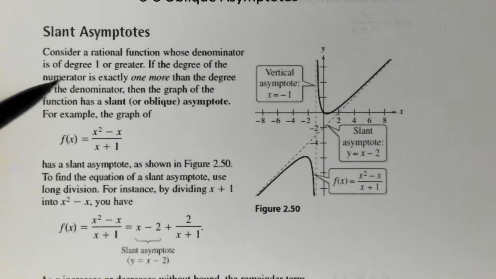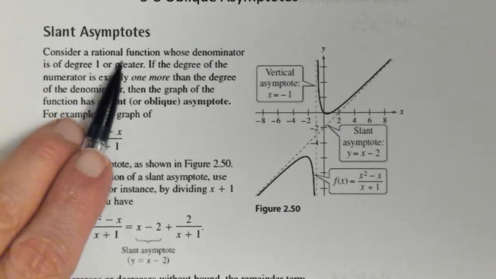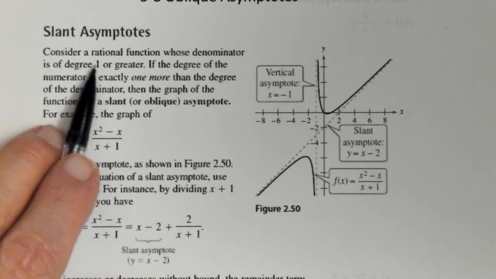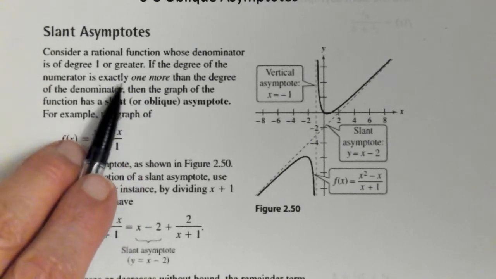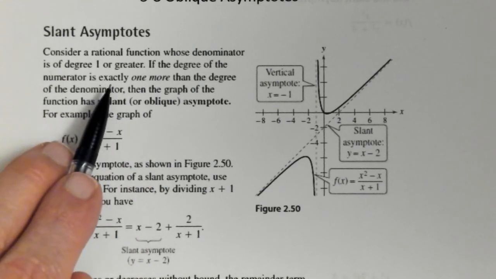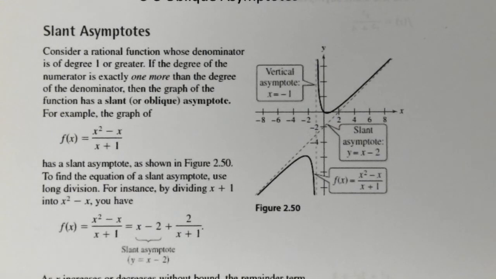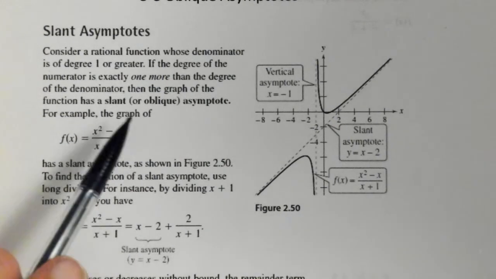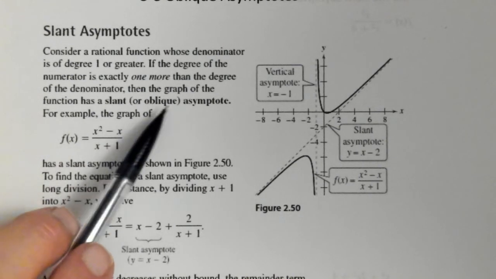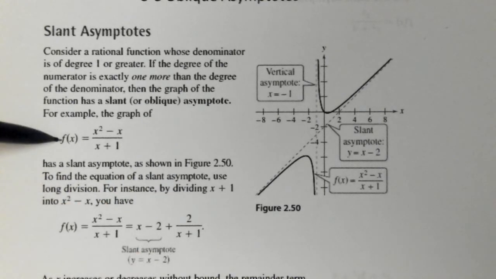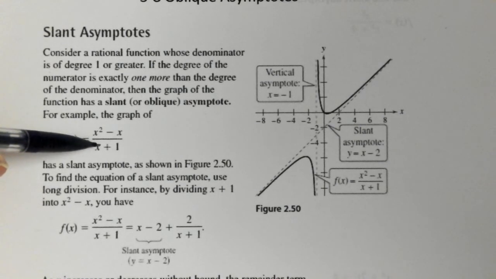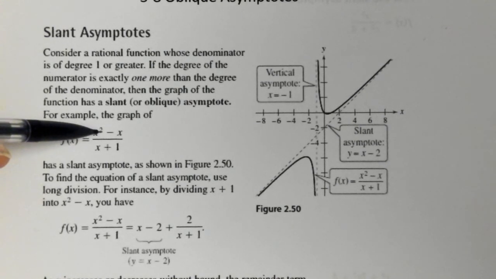Alright. So here we want to consider a rational function whose denominator is of degree 1 or greater, if the degree of the numerator is exactly 1 more than the degree of the denominator. So if the degree of the numerator is greater by 1, then the graph of the function has a slant or oblique asymptote. This is the graph off to the side, and notice the numerator power is 2, the denominator power is 1. This one is exactly 1 greater.